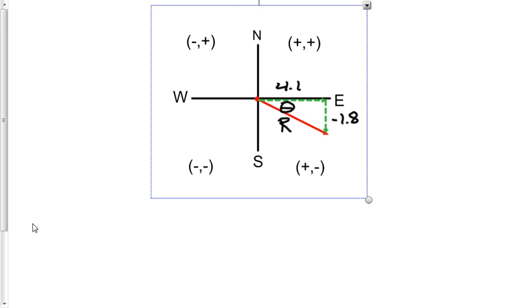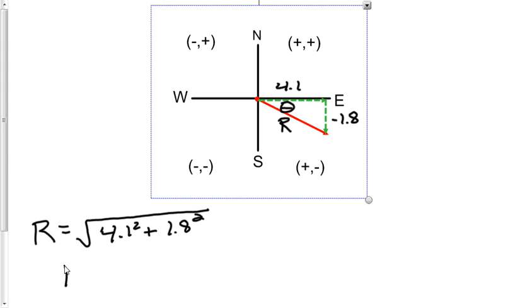We will use the Pythagorean theorem to find the resultant vector R. That would equal the square root of 4.1 squared plus 1.8 squared. Notice once again, I am not using a negative value because the square of a negative would be a positive number. The resultant value is 4.5 newtons. Notice again, there's a magnitude of 4.5 with a unit of newtons.